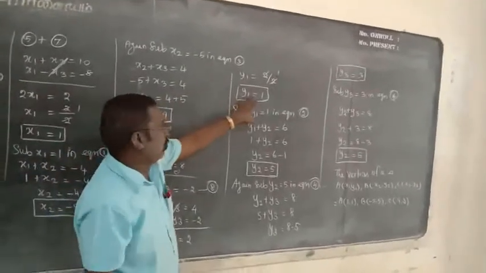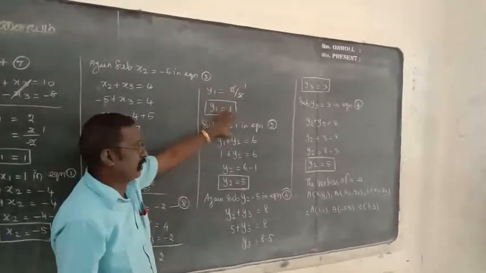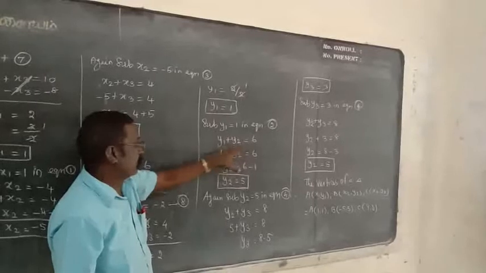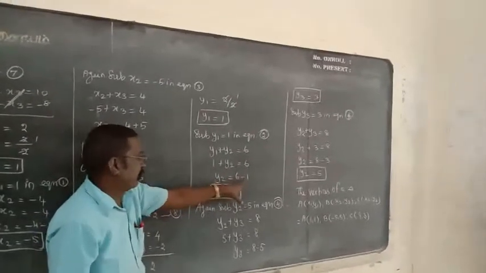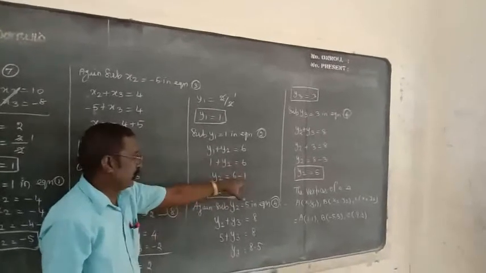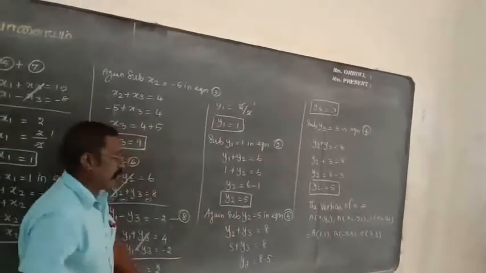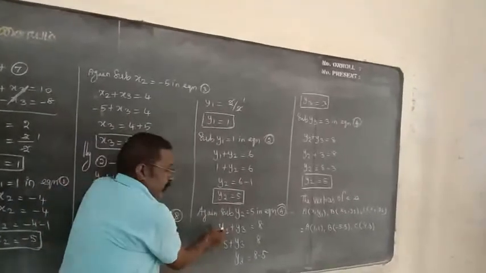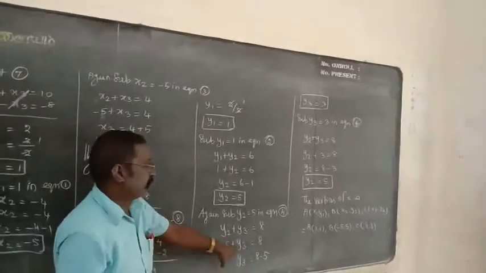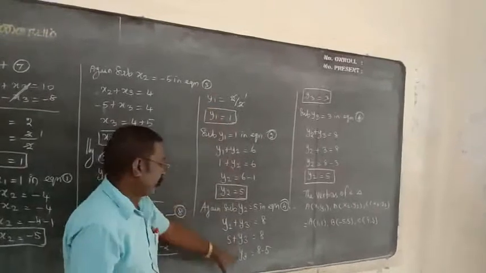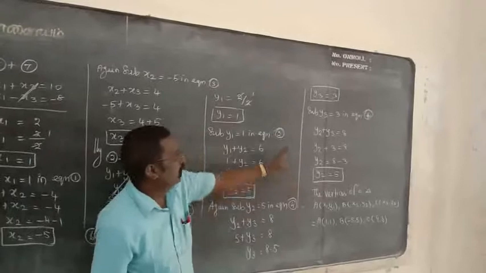So y1 equal to 1. Substitute the value of y1 equal to 1 in equation number 2. 1 plus y2 equal to 6, y2 equal to 6 minus 1, the 1 going to the right hand side as minus 1, y2 equal to 5. Again substitute y2 equal to 5 in equation number 4. 5 plus y3 equal to 8, y3 equal to 8 minus 5. So y3 equal to 3.